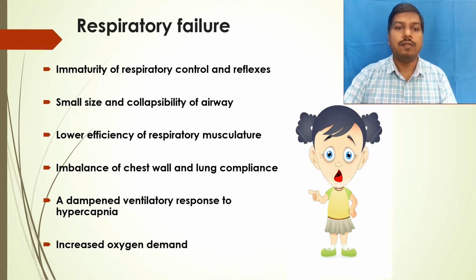Because of the immaturity of the respiratory control and reflexes, the small size of the airway and the collapsibility of the airway, lower efficiency of the respiratory musculature, imbalance of the chest wall and lung compliance, a dampened ventilatory response to hypercapnia, and increased oxygen demand in the pediatric age group, they are more prone to develop respiratory failure.